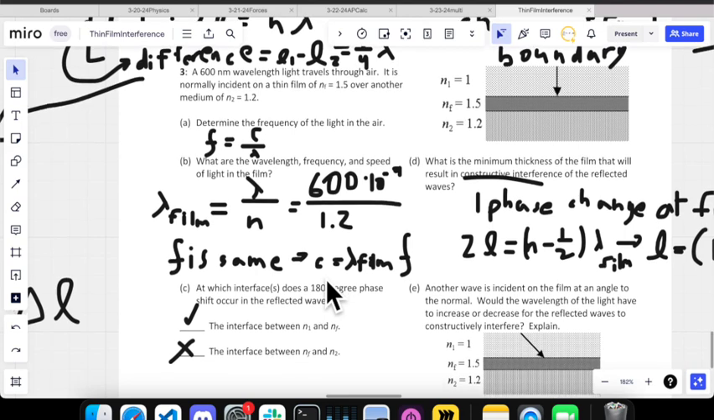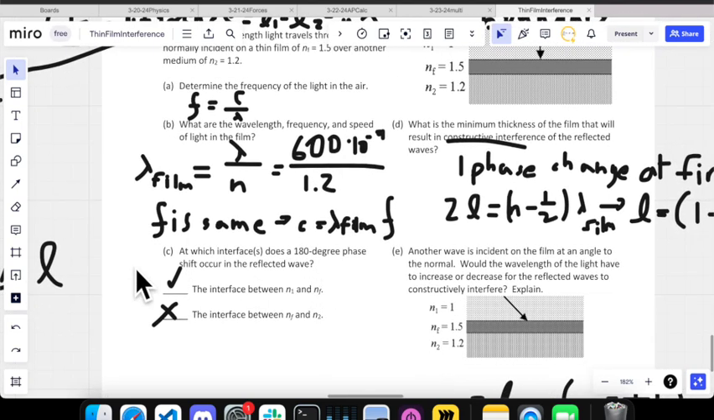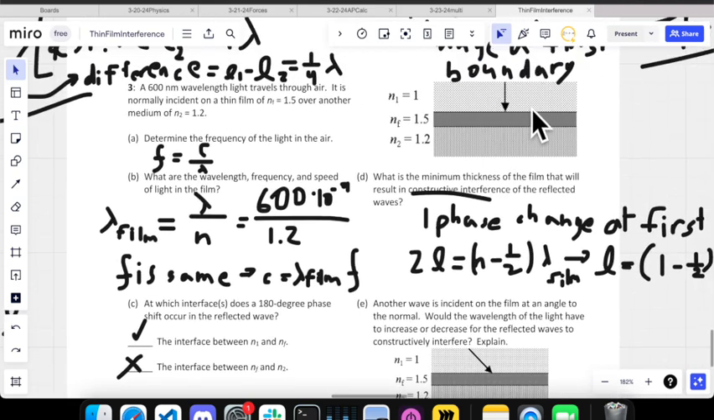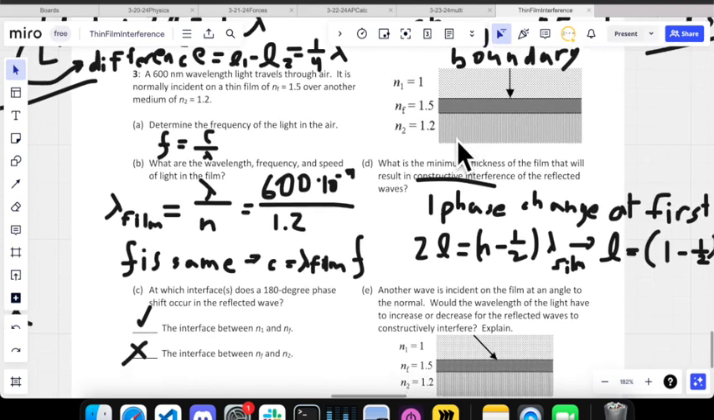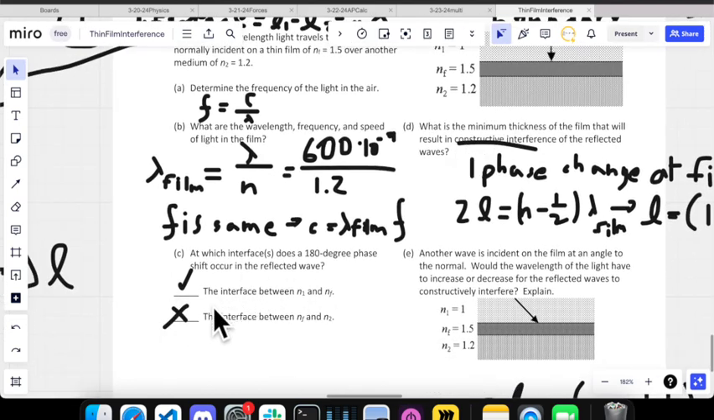Now, for the next question, they're asking for the interface with a 180 degrees phase change. Well, looking at this situation, we get an increase going from the first to that middle film layer, and so that's when we'll get the phase change. So we'll be at the first boundary. Not at the second, because from the second to the third, we have a decrease in the index.